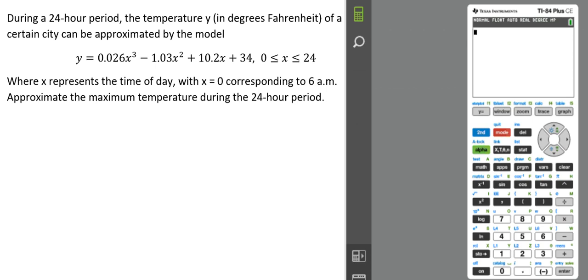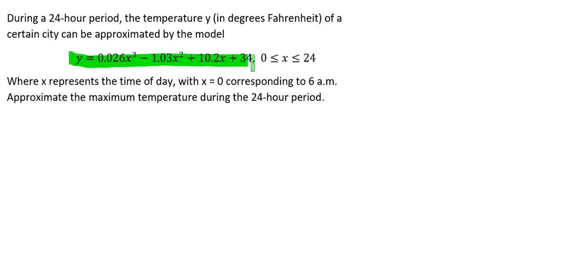So during a 24-hour period, the temperature Y in degrees Fahrenheit of a certain city can be approximated by the model Y equals 0.026 x to the third minus 1.03 x squared plus 10.2 x plus 34, where x is between 0 and 24, where x represents the time of day, with x equaling 0 corresponding to 6 a.m. So let's mark that. X equals 0 is 6 a.m.